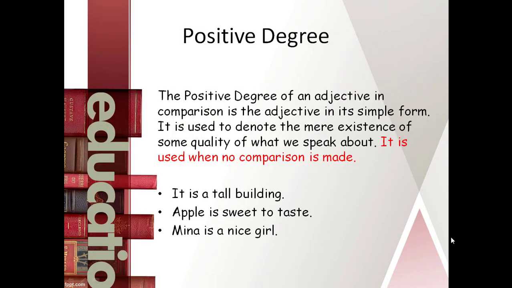The positive degree of an adjective in comparison is the adjective in its simple form. It is used to denote the mere existence of some quality of what you speak about. It is used when no comparison is made. For example, it is a tall building. Mina is a nice girl.